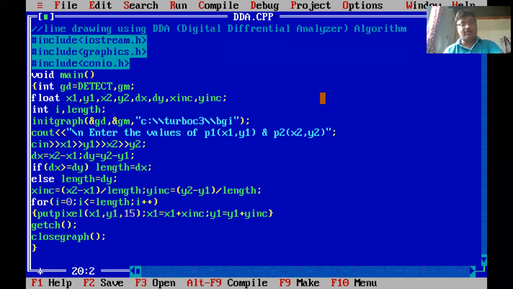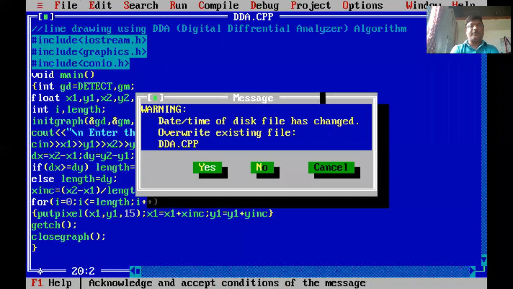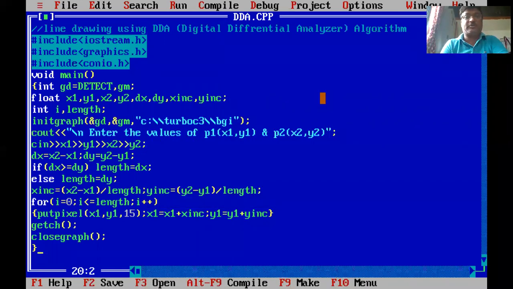So I have written one complete program on the DDA algorithm, the digital differential analyzer algorithm. I have included iostream, graphics.h, conio.h, and then the detect gd, gm, and all the variables that I considered in the algorithm I have put over here. Then you can compile the program.